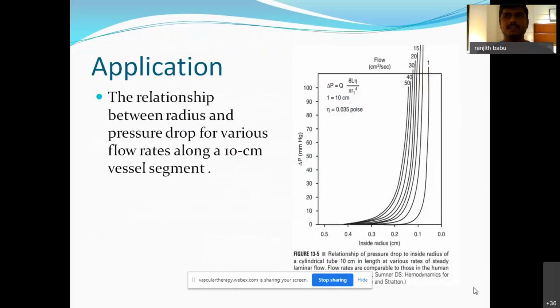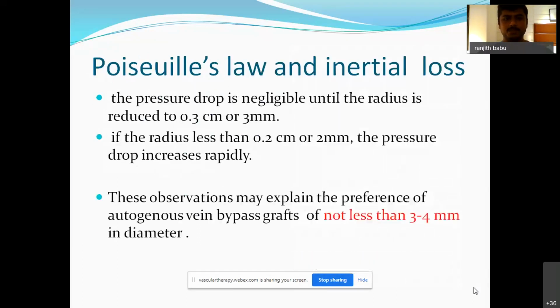So, what is the clinical application of this Poiseuille's law and the inertial energy losses? When we plot a diagram between the pressure drops and the radius, we can get a diagram like this. In this, the pressure drop is negligible when the diameter is down to 0.3 centimeter. If it's reduced to less than 0.3 centimeter or up to 0.2, the pressure drop is significant. There will be a significant pressure drop.